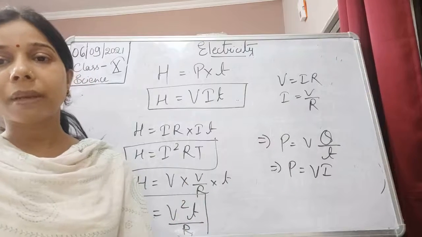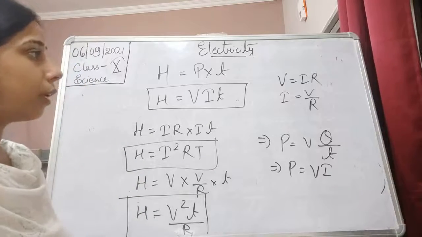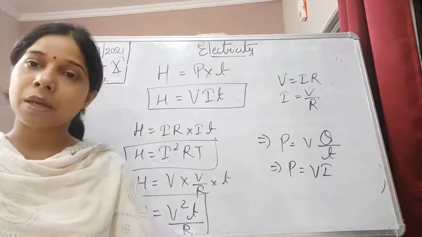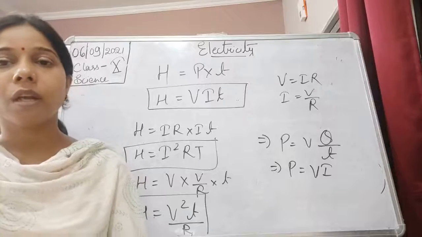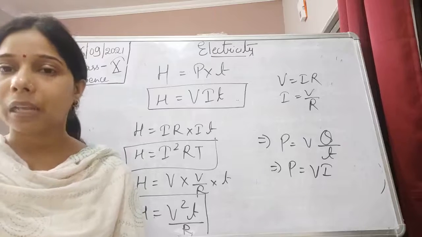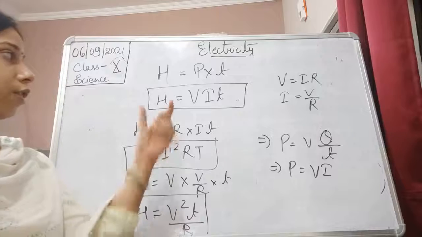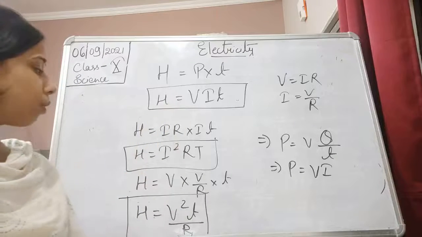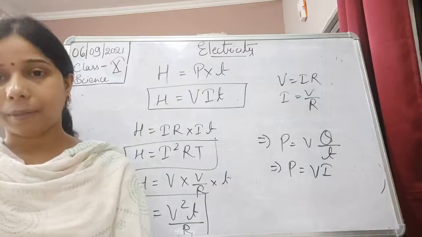Okay, so these are the methods by which we can find the heat energy of an electric current. So we have understood the heating effect. Why is it produced? Because when a large amount of electrical energy is supplied, it radiates in the form of heat energy. We can calculate the heat energy as H is equal to V into I into T, H is equal to I square RT, or H is equal to V square T upon R. Okay.